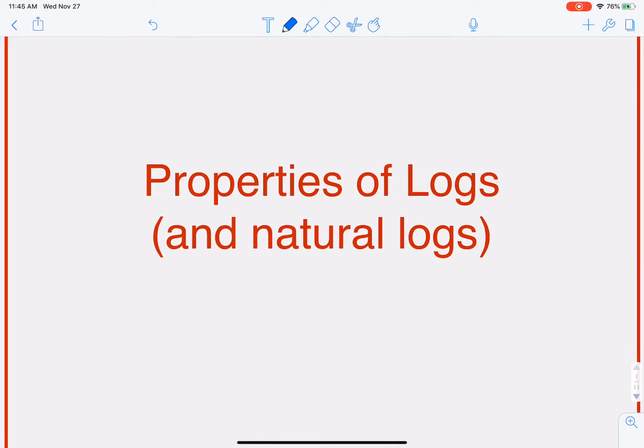Alrighty, here is your video for properties of logs. And if you watched the last video, I talked a little bit about how these properties will also apply for natural logs, which is the log with base of e.